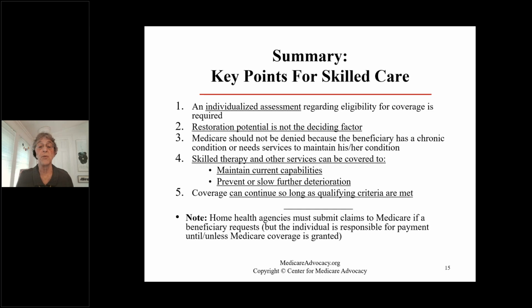So the individual can get a claim into the system, even if the Medicare home health agency doesn't think it's valid. But the individual will be liable for the payment unless and until Medicare payment is approved. Next slide, please.